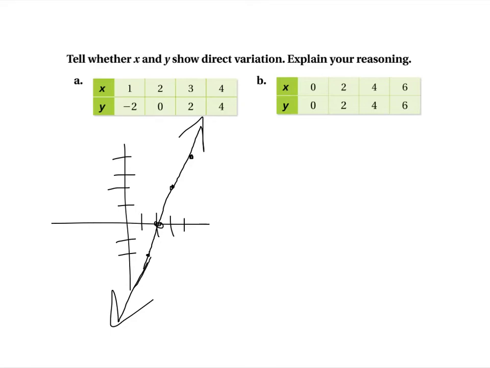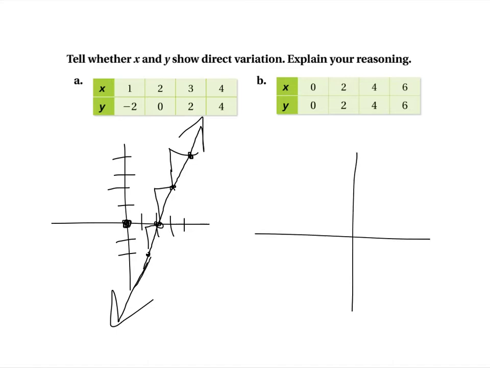First of all, it is a pretty constant change, like I talked about, the ratio of my slope. Is it going up by a certain amount? The biggest thing, the easiest thing to know that this does not show direct variation, is that this does not go through the origin 0, 0. Because it doesn't go through the origin, it doesn't show direct variation.